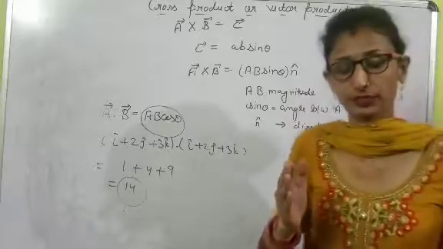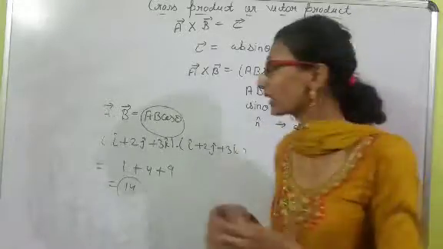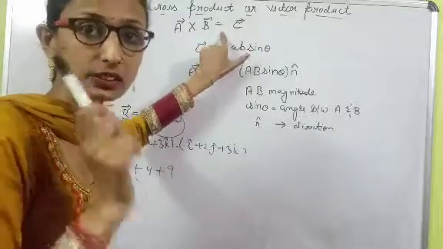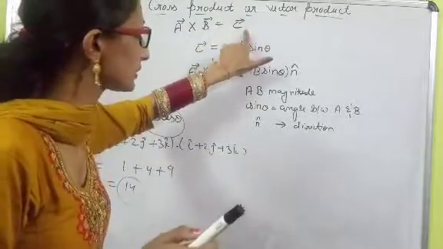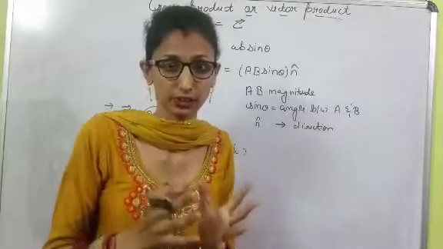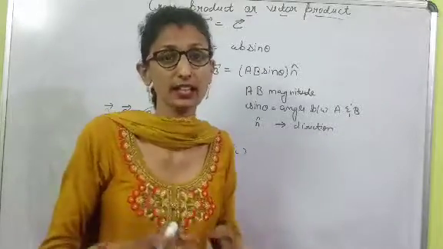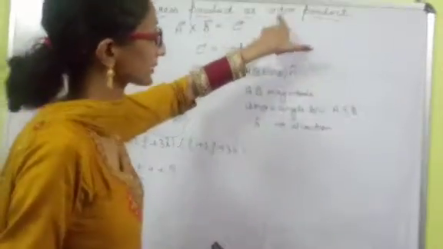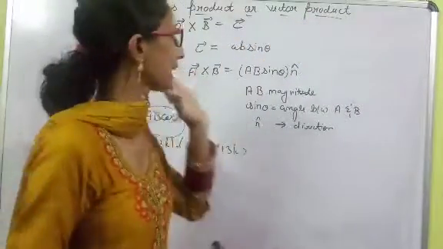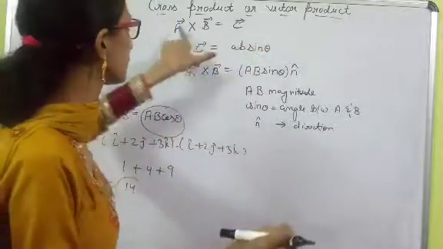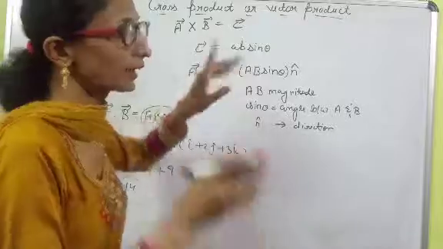Why is it known as a vector product? Because if we take the cross product of two vectors, it gives a third vector, and this third vector has magnitude as well as direction. Therefore it is known as a vector product, and the direction of this third vector is always perpendicular to a and b.